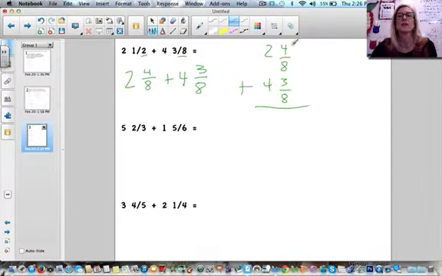And we're going to add the fraction part first. So 4 plus 3 is 7, and 2 plus 4 is 6. So the answer is 6 7/8. So let's go to the next problem.